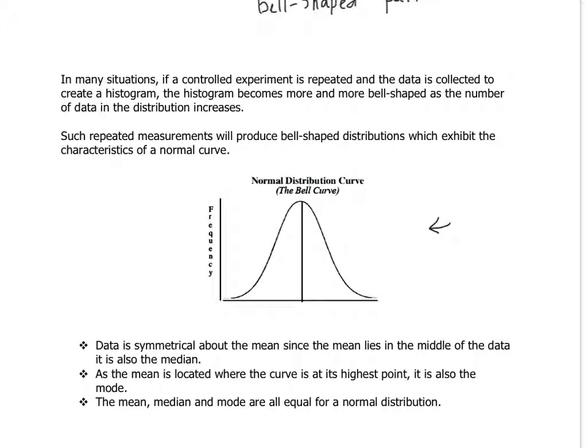Data is symmetrical about the mean, so the mean lies in the middle of the data, and it's also the median. This is if you have a normal distribution. As the mean is located where the curve is at its highest point, it's also the mode. And the mean, median, and mode are all equal in normal distribution patterns.